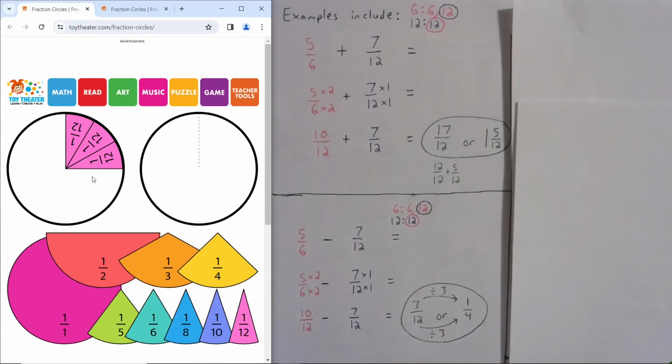Now you could also simplify that down by dividing top and bottom by their greatest common factor, which is 3. 3 divided by 3 is 1, 12 divided by 3 is 4. And so that is also an equivalent fraction of its more simplified form of 1/4. So when you do 5/6 minus 7/12, that's the same as 10/12 minus 7/12, which is 3/12, or in simplified form, 1/4.